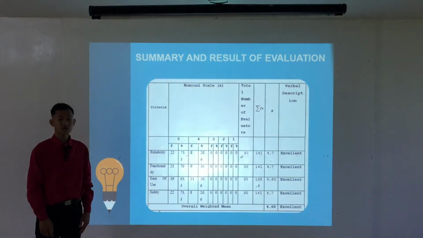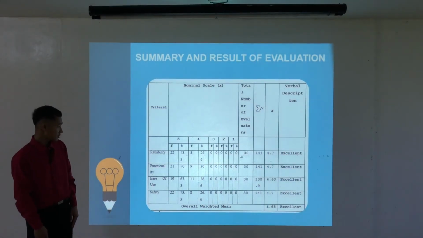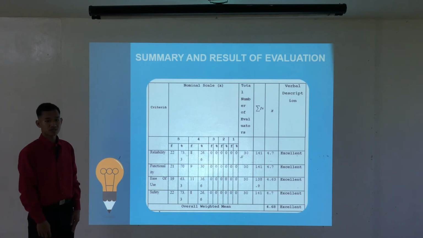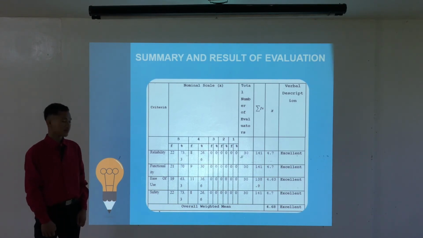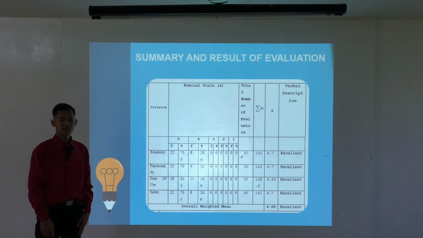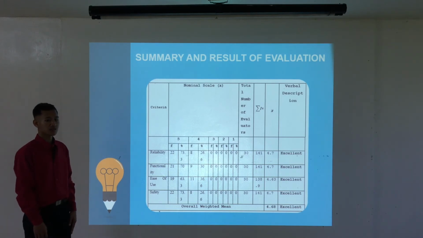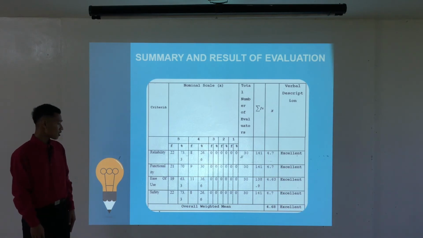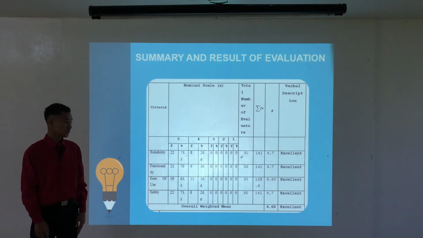So based on the computed mean of the ease of use, which is 4.63, the project shows that it is user-friendly, and the fish pond water level management system is safe to use based on the computed mean, which is 4.73. And the overall weighted mean is 4.68, interpreted as excellent.